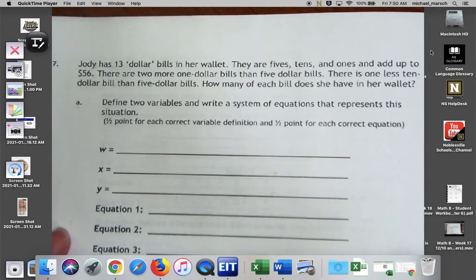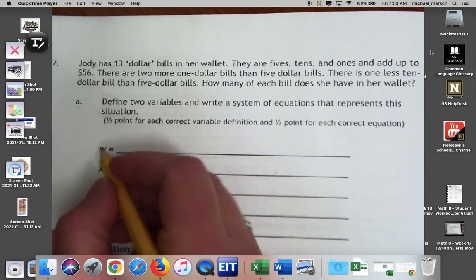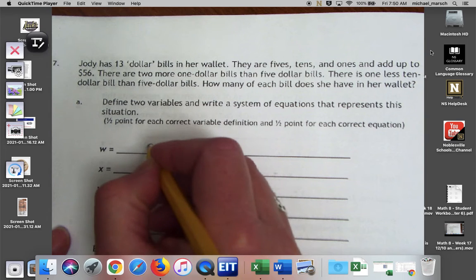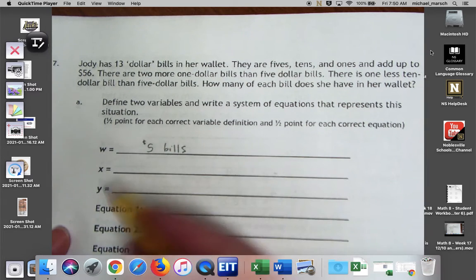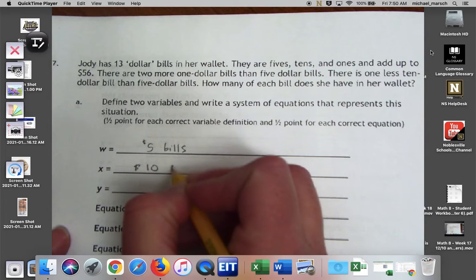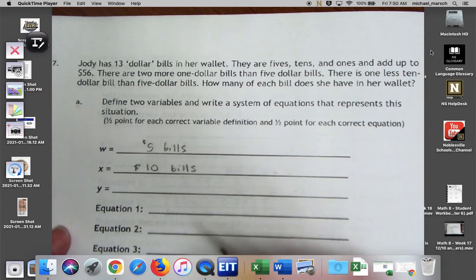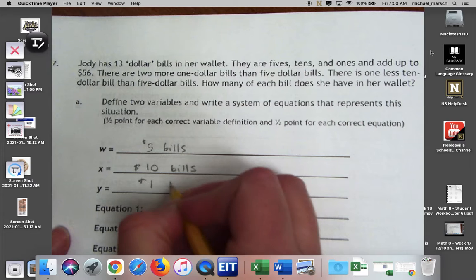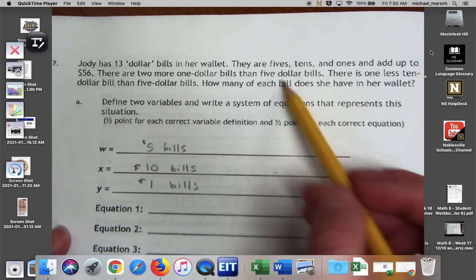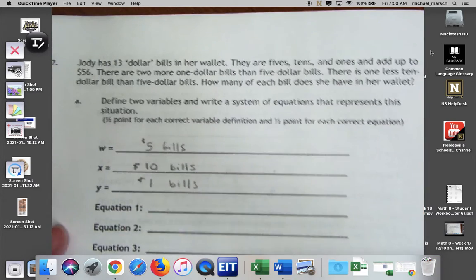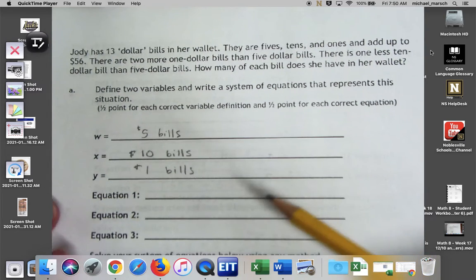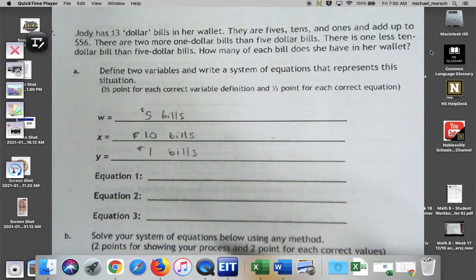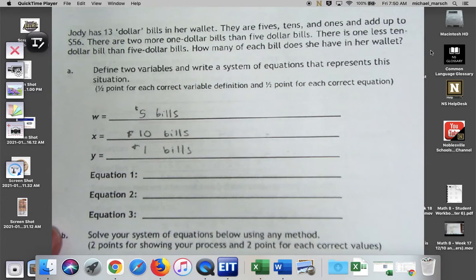Beautiful. So I'm going to make my W variable, which I know we haven't seen before, $5 bills. I'm going to make my X $10 bills, and my Y is going to be $1 bills. I'm simply doing that because that's how it was given to me in the question, 5s, 10s, and 1s. That's why I chose that order. If you chose a different order, then of course your variables aren't going to match up to my equations, but they should still align accurately with the given information.